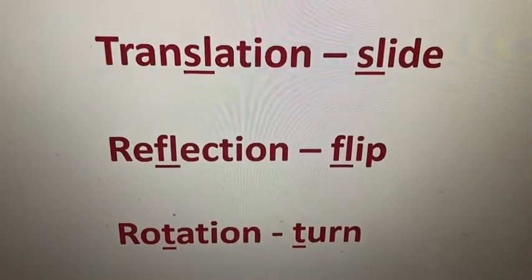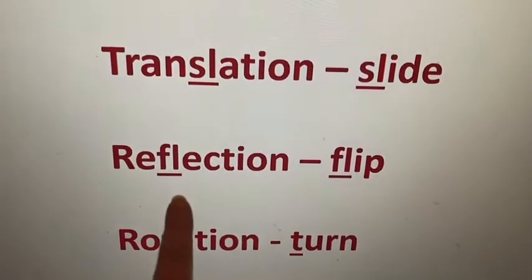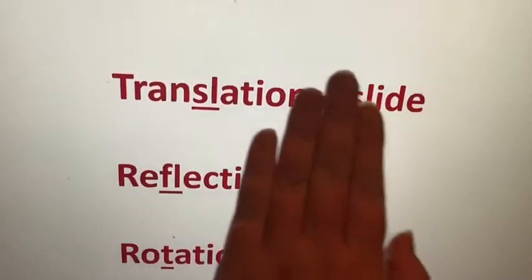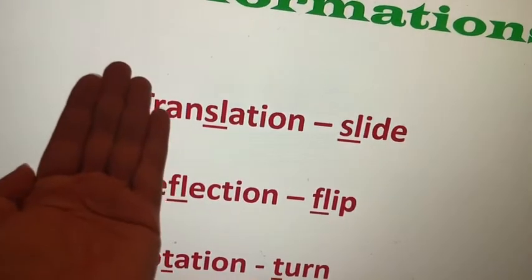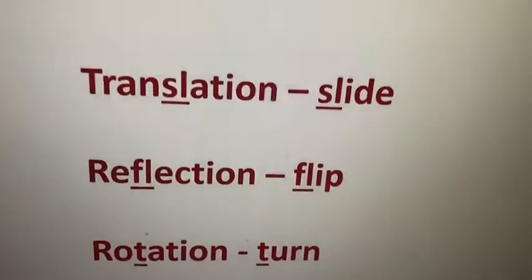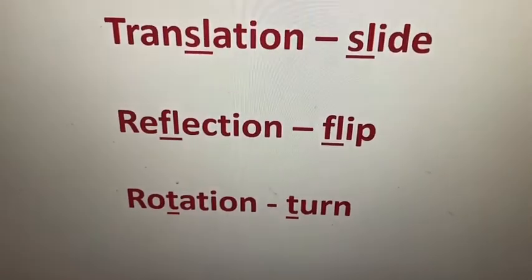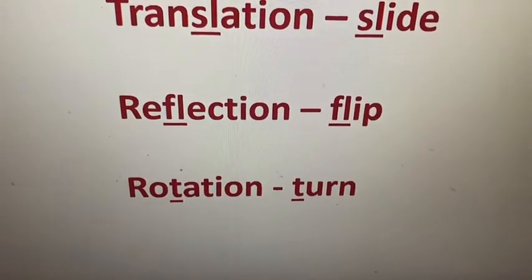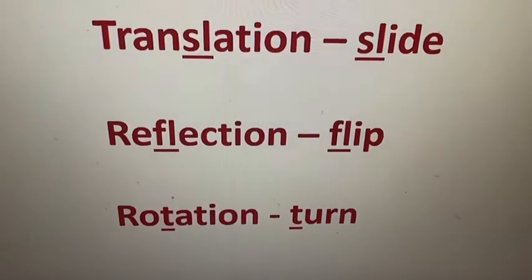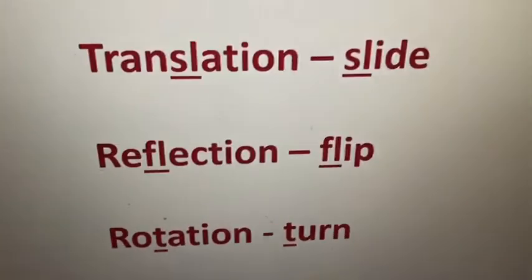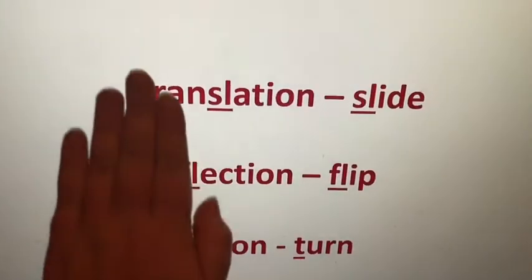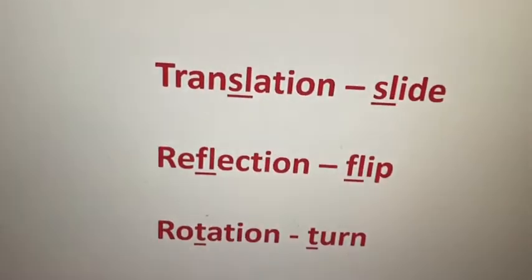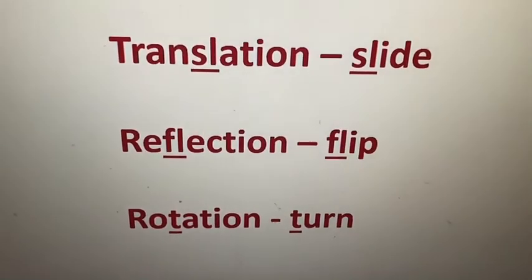A reflection is a flip. So look at that FL in reflection to remind you that is a flip. If I took my hand and I flipped it over, a reflection is like what you see in the mirror, where you're nose to nose with yourself, and your image is flipped towards yourself. A rotation, the T reminds us a rotation is a turn. If the shape turns or rotates, then it has undergone a rotation.